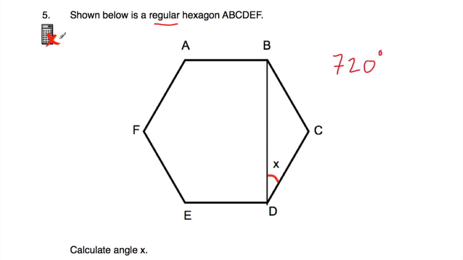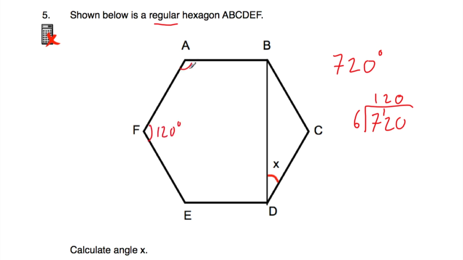And if we divide that by 6, now it's a non-calculator question. So if we do 720 divided by 6, so 6 is going to 7 once, remainder 1. How many 6 is going to 12? That's 2. And how many 6 is going to 0? That's 0. So that means that each of the angles is 120 degrees.